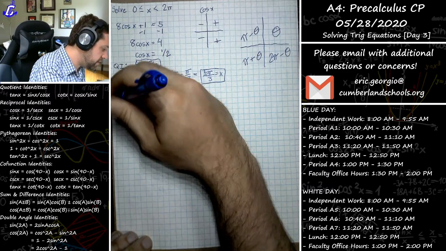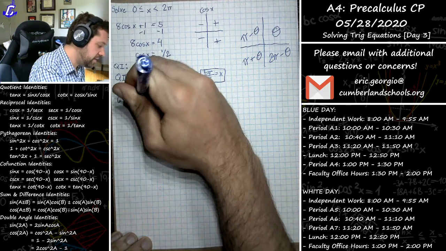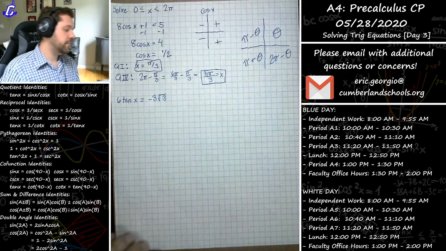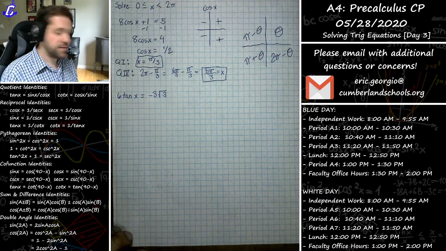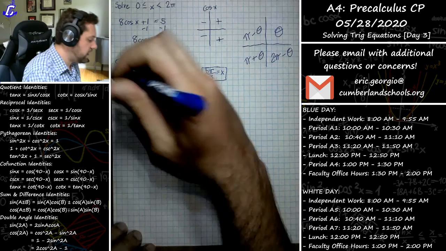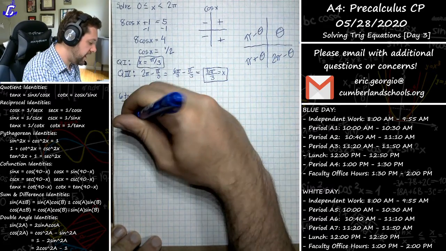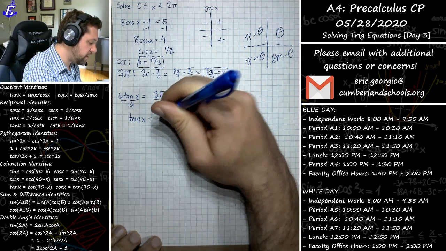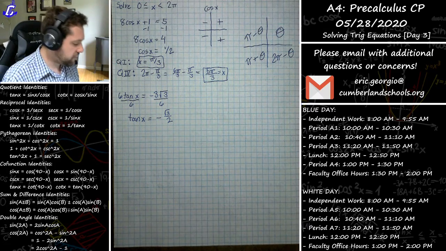We have 6 times the tangent of x is equal to negative 3 times the square root of 3. Okay? I like this one a lot. So how do we solve this? Well, what I would do, again, algebra 1, divide both sides by 6 to get my variable alone. I have the tangent of x is equal to negative rad 3 over 2. That's how that would reduce, right?